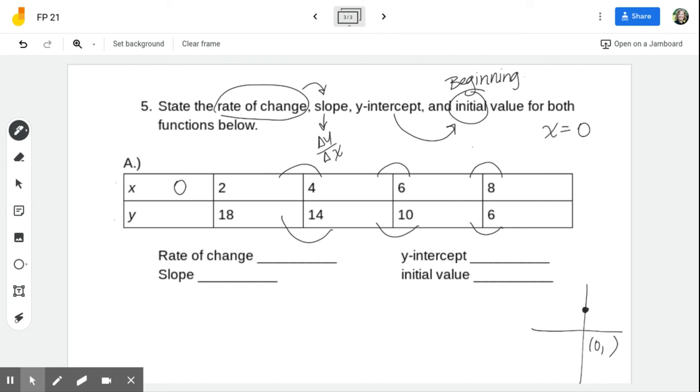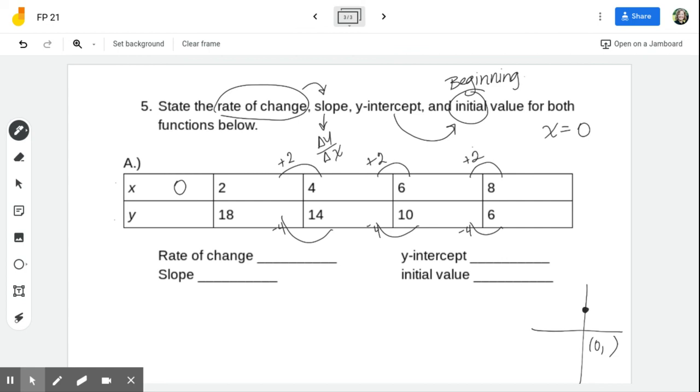But is it easy to find the y value when x is 0? So we want to know, what would y be when x is 0? Well, let's see what's happening here. We are adding 2 here. 2 plus 2 is 4. 4 plus 2 is 6. 6 plus 2 is 8. What are we doing here? 18 minus 4 is 14. 14 minus 4 is 10. 10 minus 4 is 6.